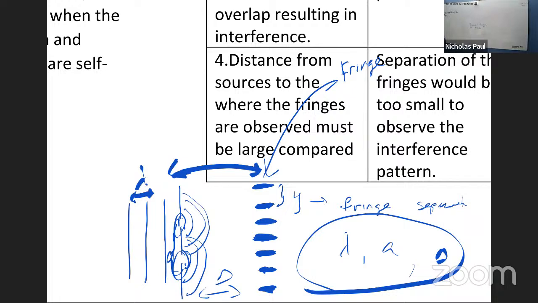I'll draw the fringes on the board just now, because we have a little proof to do in a little while. From the slits to the screen is capital D. Does anybody remember the exact relationship? Y is equal to what? It's D lambda on E.